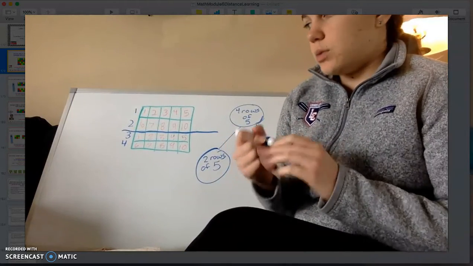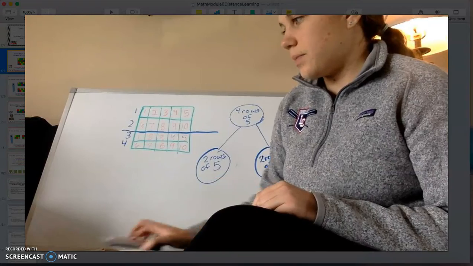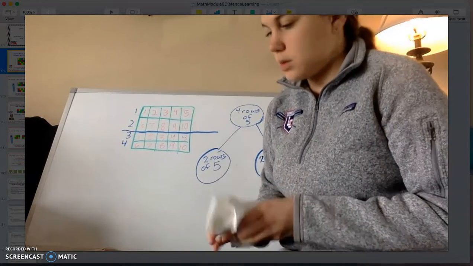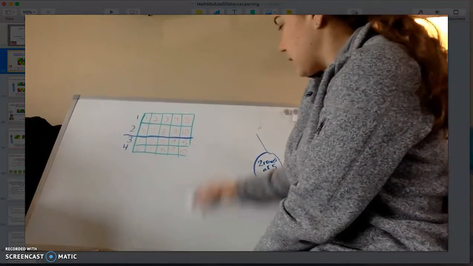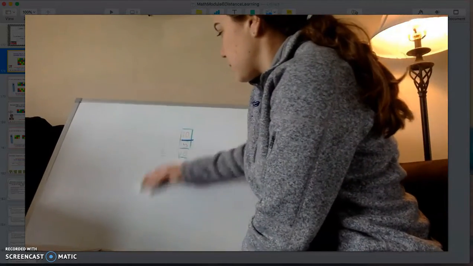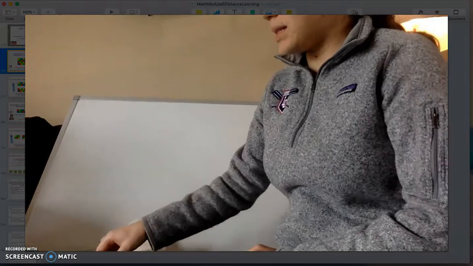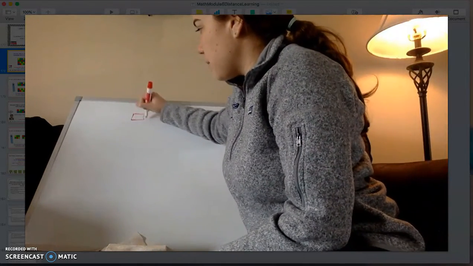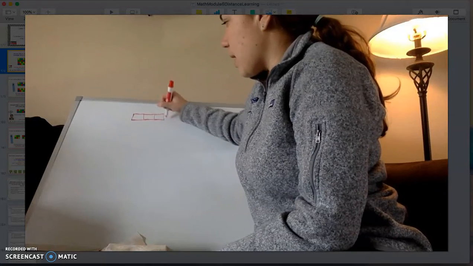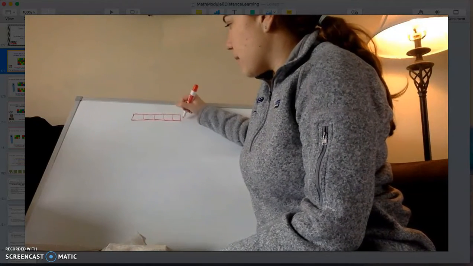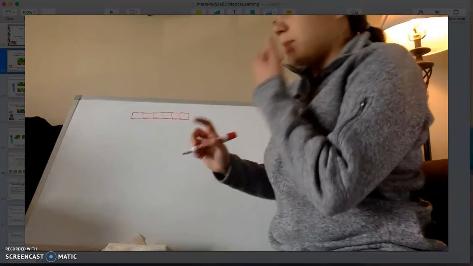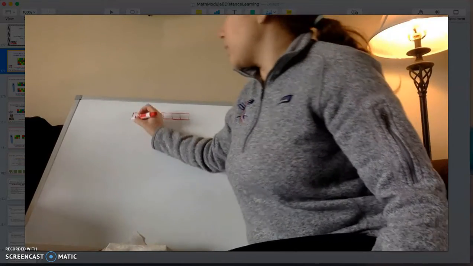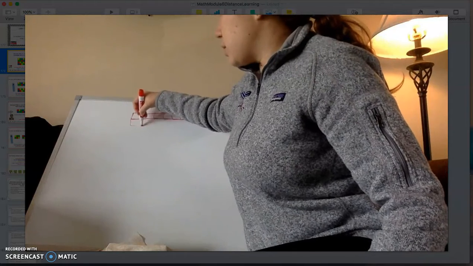Now they want us to construct a rectangle with 6 columns of 2. So I'm going to erase this. And they want us to have 6 columns. So 1 column, 2 columns, 3 columns, 4 columns, 5 columns, 6 columns. But in each column, they want 2. We only have 1. So I need to add 1 more to each column so that we have 2.